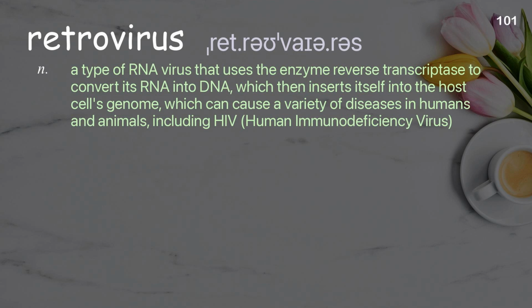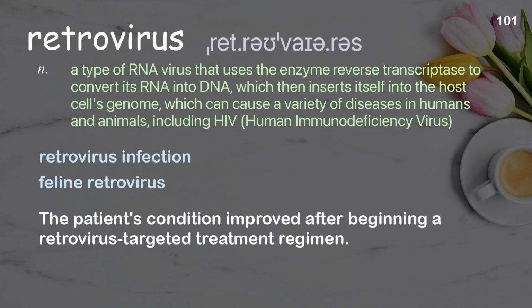Retrovirus. A type of RNA virus that uses the enzyme reverse transcriptase to convert its RNA into DNA, which then inserts itself into the host cell's genome, which can cause a variety of diseases in humans and animals, including HIV, human immunodeficiency virus. Examples: retrovirus infection, feline retrovirus. The patient's condition improved after beginning a retrovirus-targeted treatment regimen.